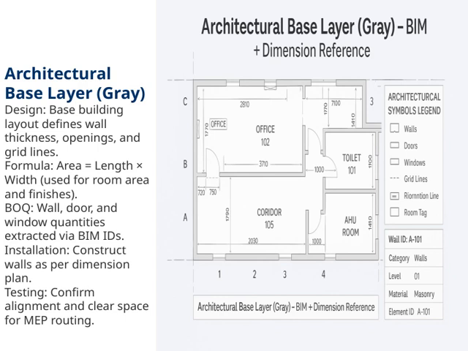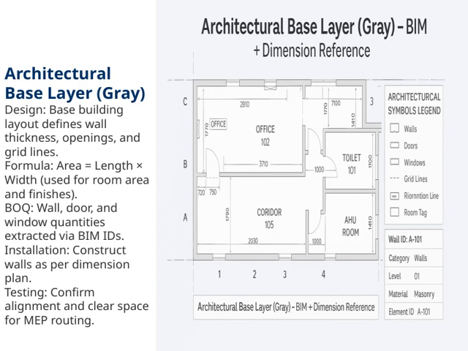Moving on to the bill of quantities, or BOQ, this involves extracting the quantities of walls, doors, and windows directly from the BIM model using specific IDs. This ensures accuracy and helps us manage costs effectively. In terms of installation, we construct the walls according to the dimension plan. Precision here is vital to ensure everything fits perfectly and aligns with our design.